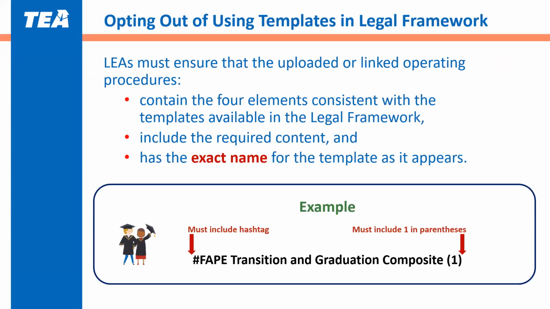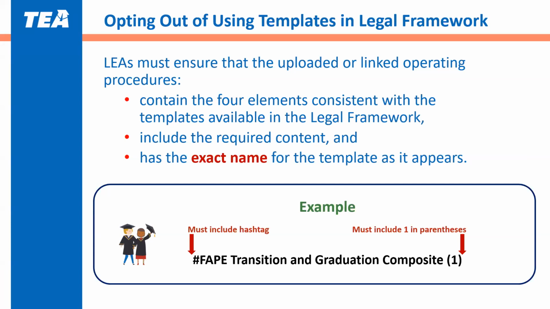If you're not going to use the template provided, LEAs must ensure that the uploaded or linked operating procedures contain the 4 elements consistent with the templates. Those 4 elements are the procedures, the staff responsible, the timeline, and the evidence of practice. So those must be included. You must include all the required content, and one of the biggest hiccups can be the name. So be sure you use the exact name as it appears on the template.